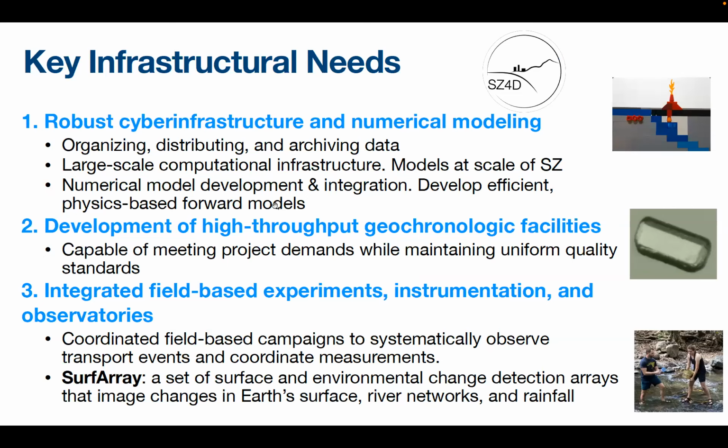Okay, so some of the key infrastructural needs that we identified were robust cyber infrastructure and modeling. And so this is going to be necessary to organize, distribute, and archive our data. And we also identified that we really need numerical model development and integration. If we want to model at the scale of an entire subduction zone, we don't really know how to do that right now. And we need to work with the people at MCS that know how to do that. And we need to develop efficient physics-based forward models to do that.